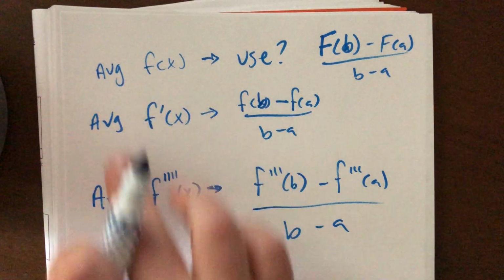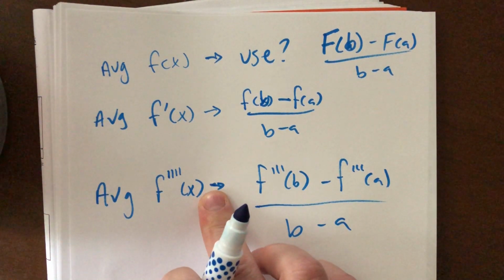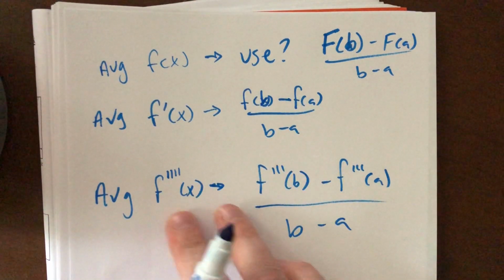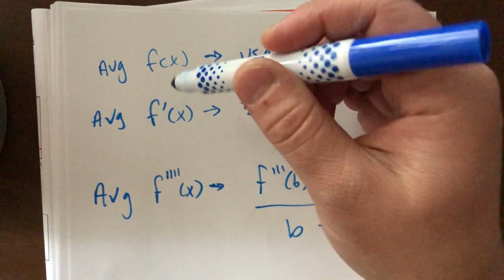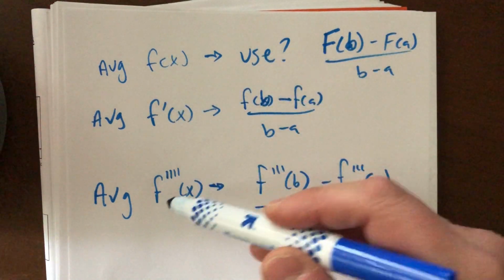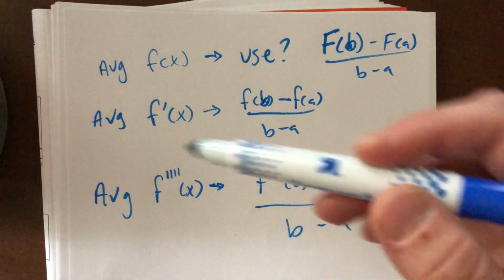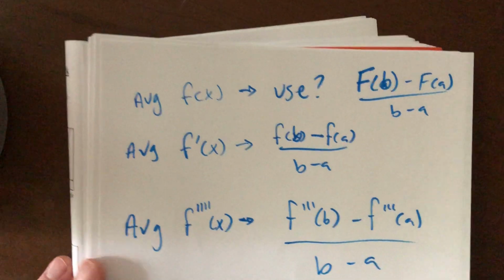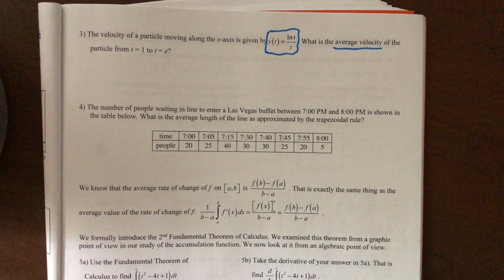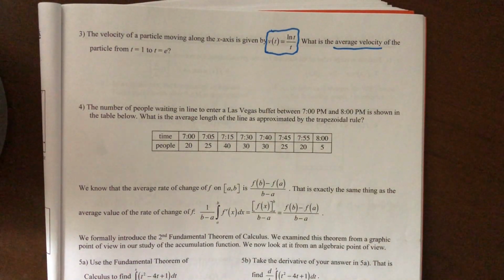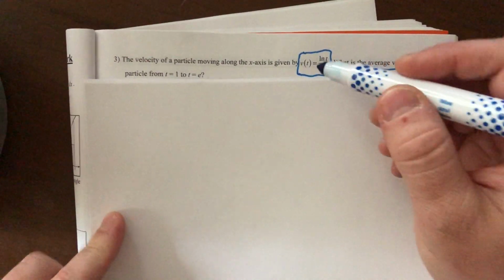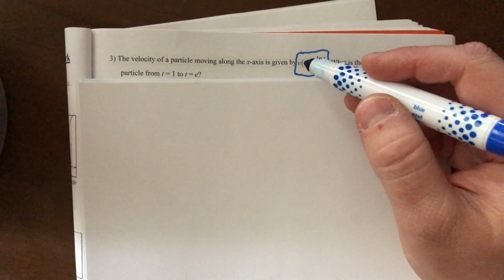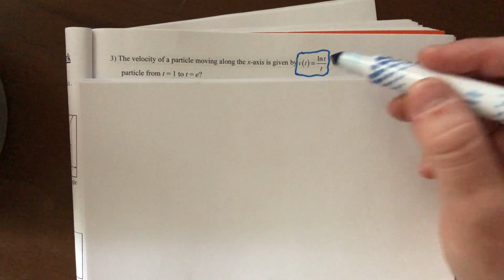So whenever we want the average rate of change or average value, average something over an interval, we always use the integral of whatever it is. We use the antiderivative of it for the formula. So that means if we want an average velocity, then I need position.